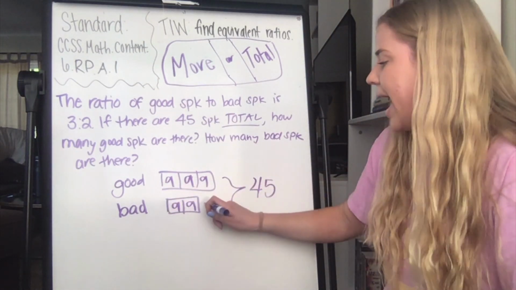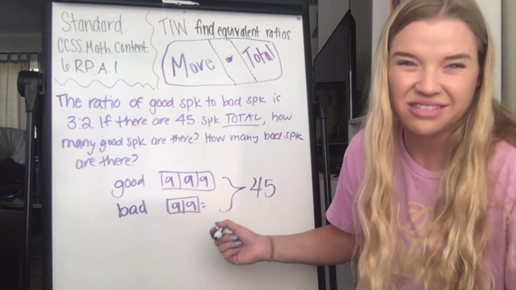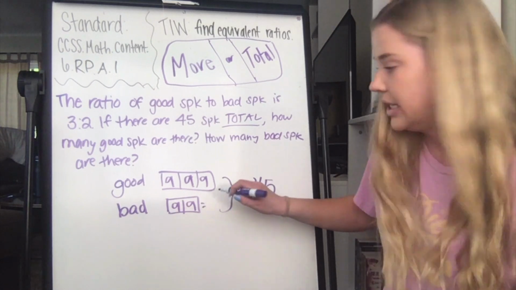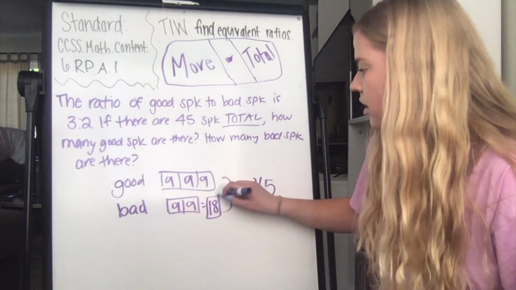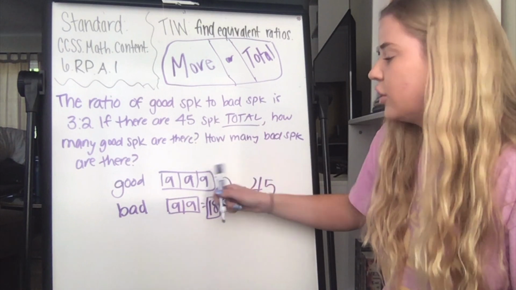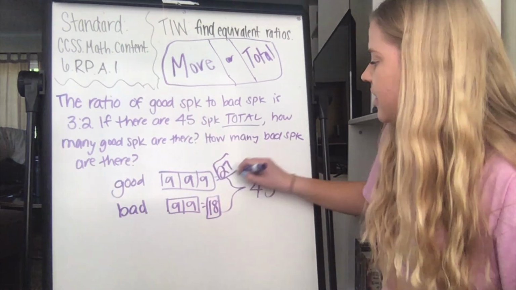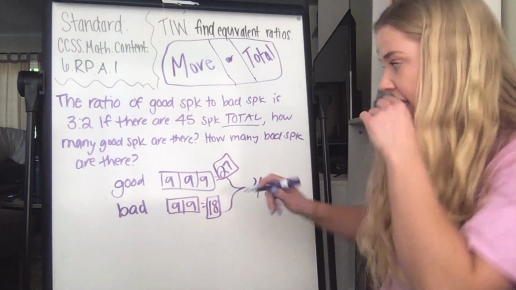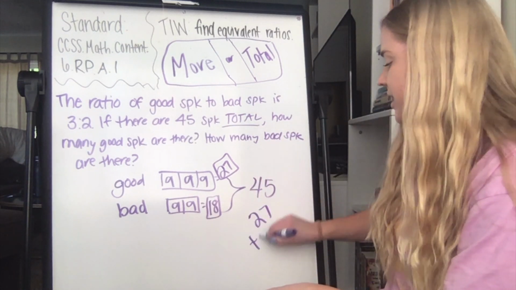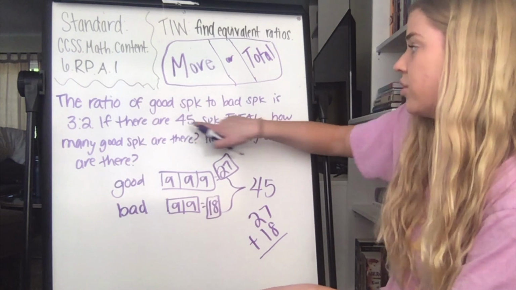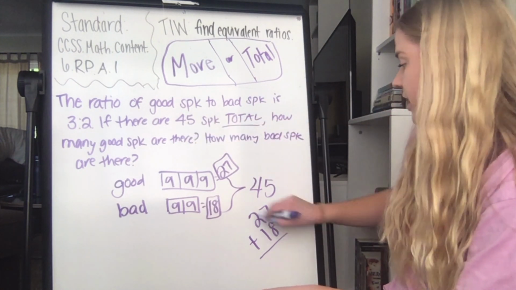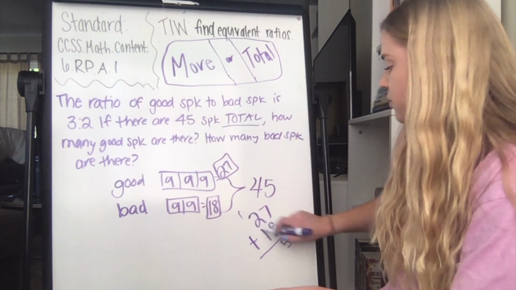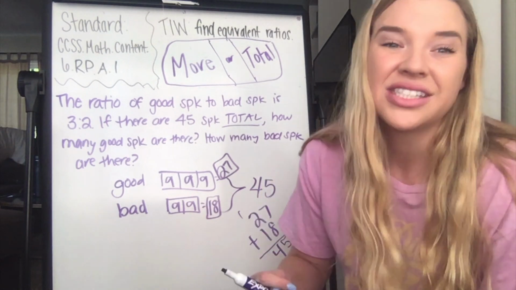So how many bad Sour Patch Kids are there? If I have 2 boxes of 9, I have 18, right? 9 times 2, or 9 plus 9, 18. If I have 3 boxes of 9 for good, I have 27. And I would even go through and check my work and see, okay, if I have 27 good plus 18 bad, does that equal that total that they're telling me, 45? Well, 7 plus 8 is 15. 2 plus 1 plus 1 is 4. So yeah, that works, right?